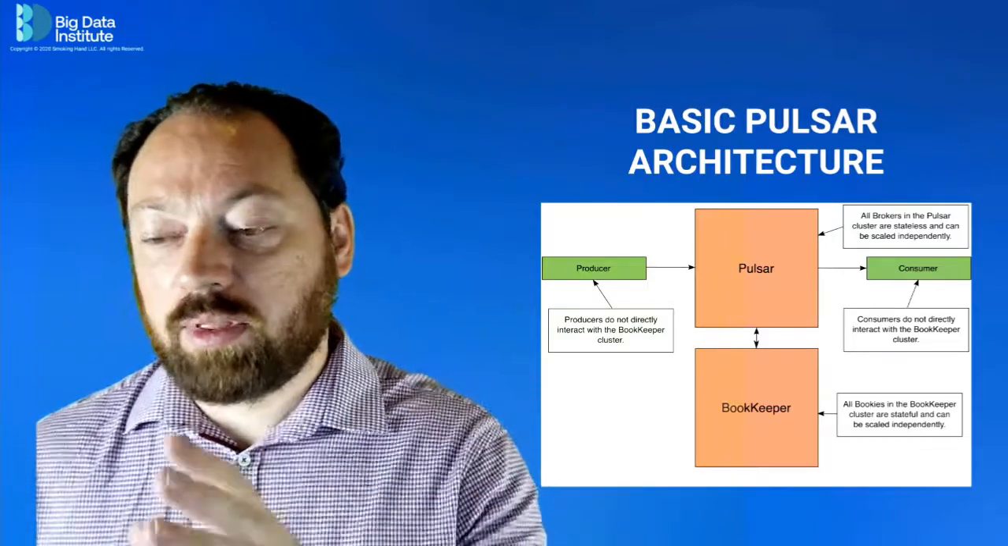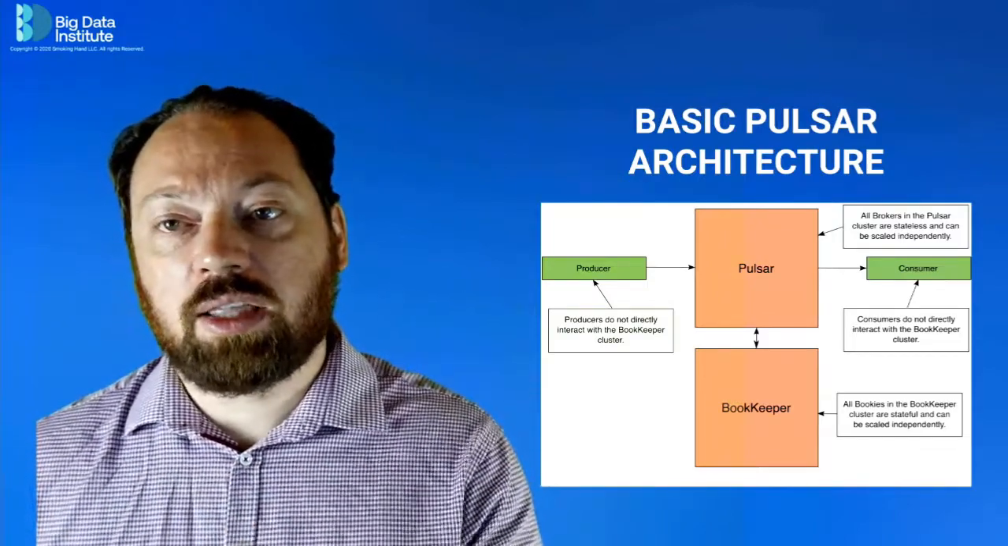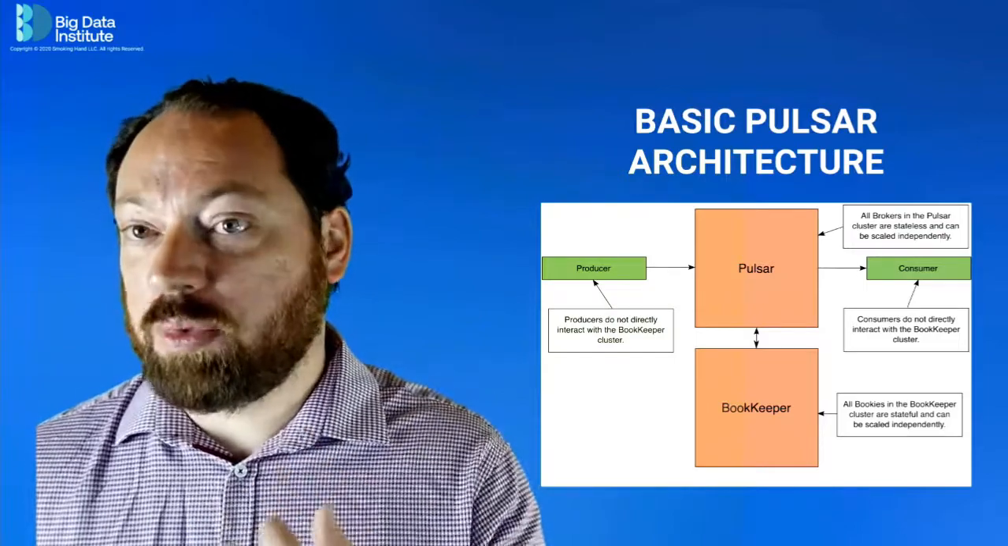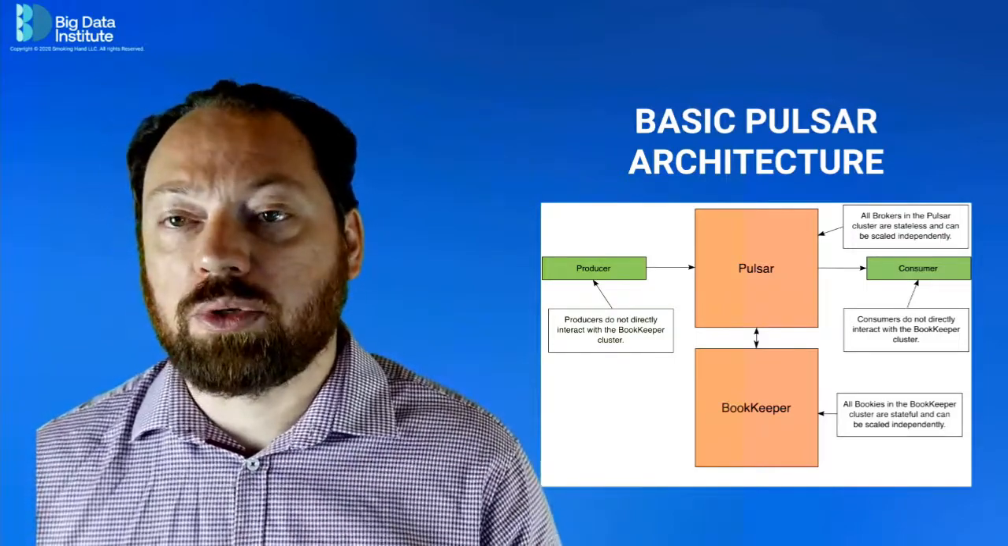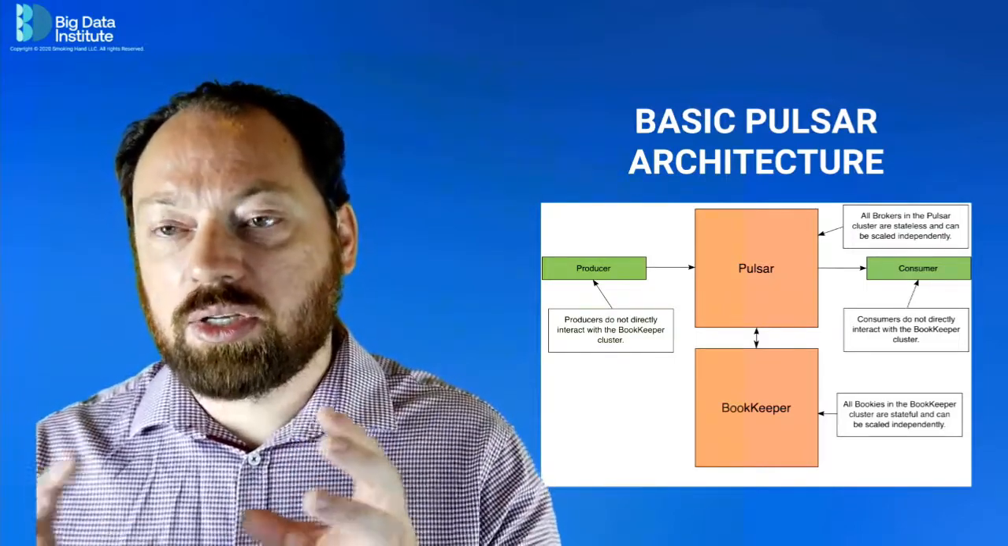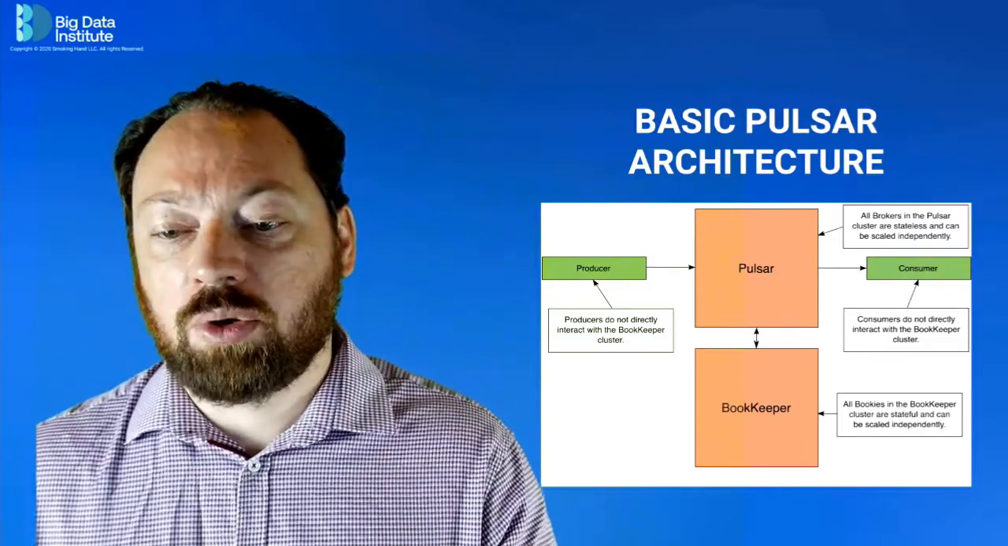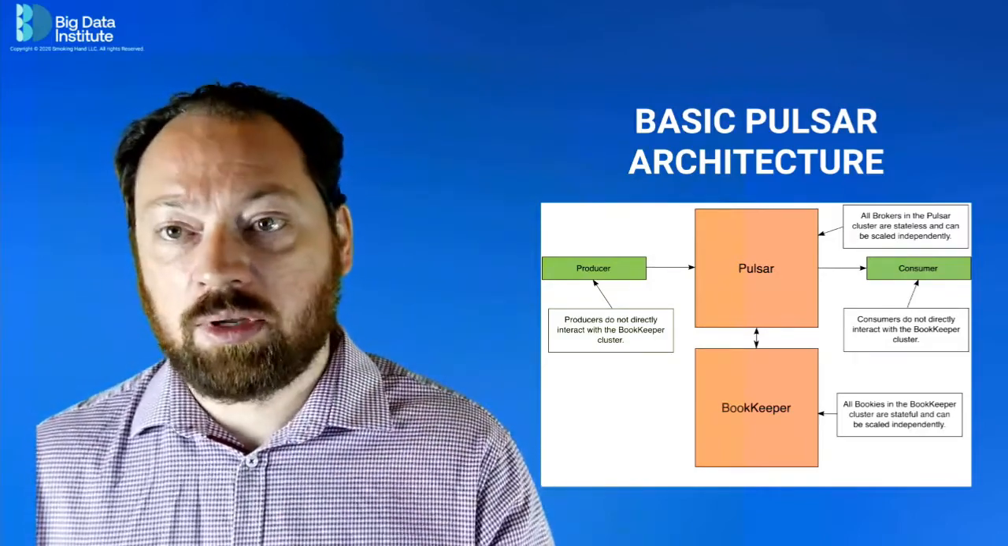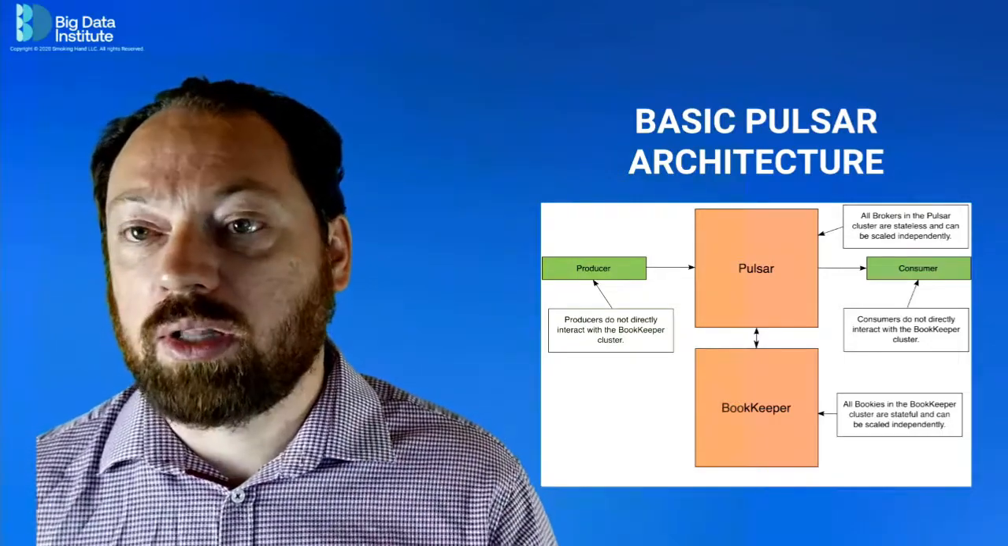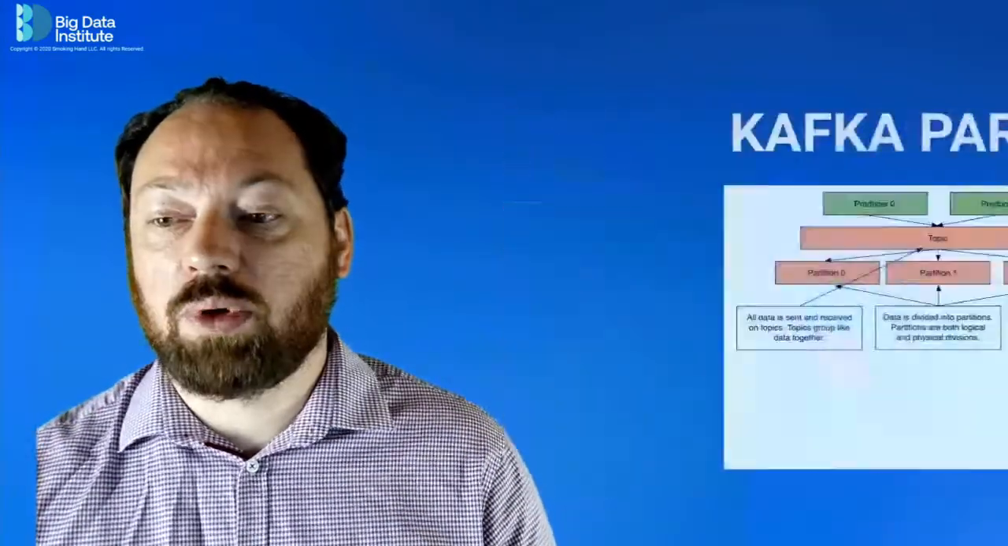Then looking over there at that consumer, we can see that the consumers don't directly communicate with our producer. All of that communication is done through the Pulsar cluster. So when we do that producing, all that data goes through our Pulsar cluster, and it's being stored for us by BookKeeper.